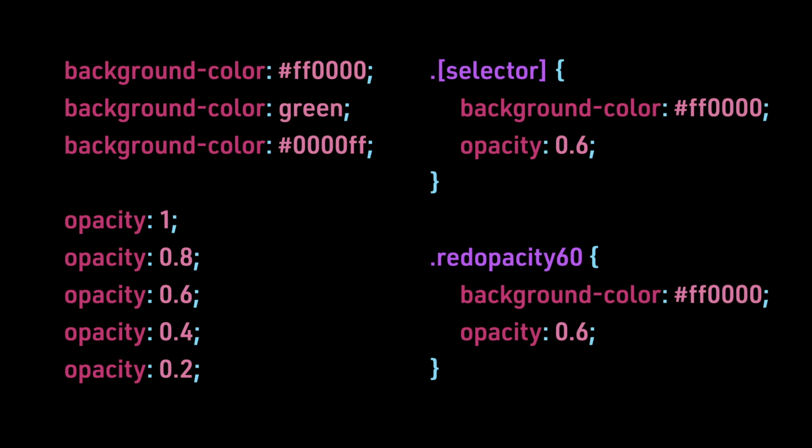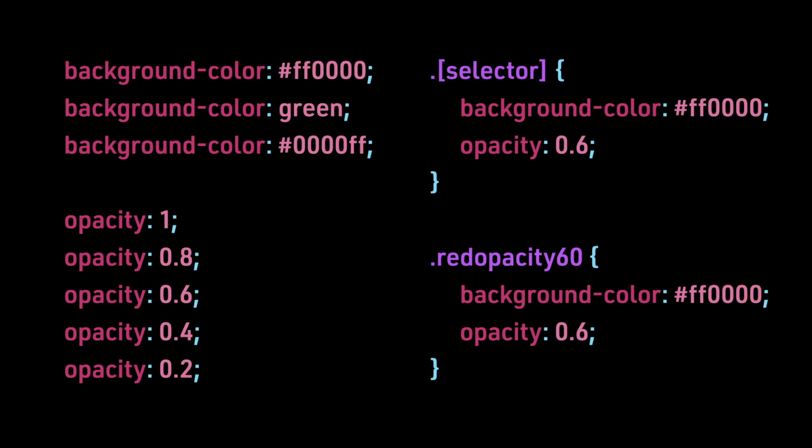On the left, we see our CSS declarations for the background color for red, green, and blue. We also see our declarations for opacity at the different levels. So when we take our class selector, we're going to apply the two different declarations to the selector. We will have a background color to designate the color and also the opacity to designate the level of transparency.